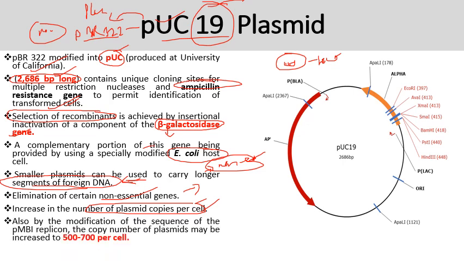And also by modification of sequences of PMB1 replicon, the copy number of plasmid may be increased to 500 to 700 per cell. अगर हम इस PMB1 replicon का जो हमने sequences लिए हैं इस vectors, इस plasmid से अगर हम इन्हें modify करते हैं तो जो plasmid है, plasmid का number है per cell that can be increased up to 500 to 700 per cell. So इतने plasmids एक ही cell के अंदर present हो सकते हैं. So this cell has very high copy number of plasmid and it also helps in cloning of gene within a single cell.